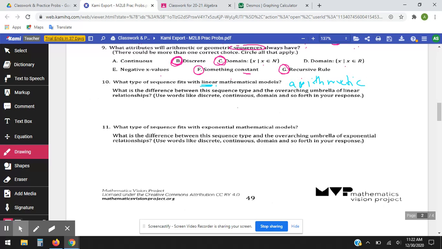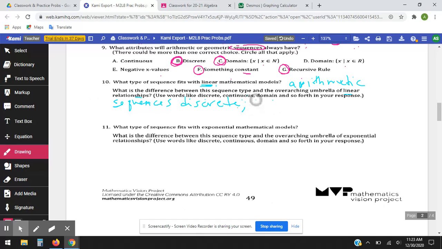What is the difference between this sequence type and the overarching umbrella of linear relationships? So discrete, continuous, domain, use vocab words to describe this. So sequences, I'm going to put sequences here. I'm not going to write this all out, but we'll talk about it. Sequences are always discrete, whereas linear is usually continuous.